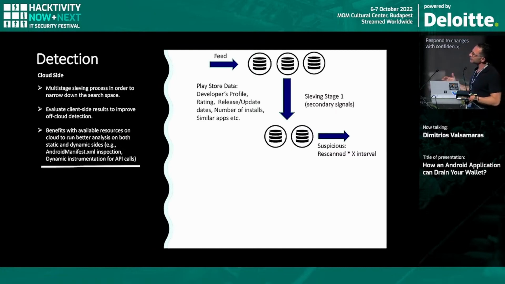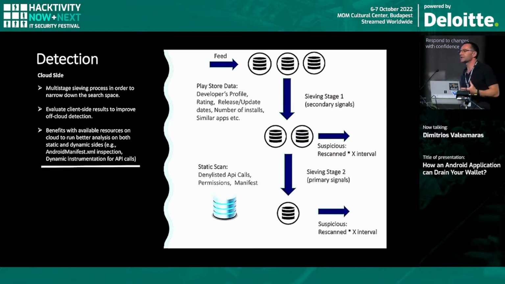And the result is going to be either the app doesn't seem to have any kind of this type of signal, or it is suspicious, it has some signals but it didn't reach a specific threshold, so it's going to be rescanned after the next X amount of time. And finally, suppose that it reaches a specific threshold of signals, then it moves to the next stage.